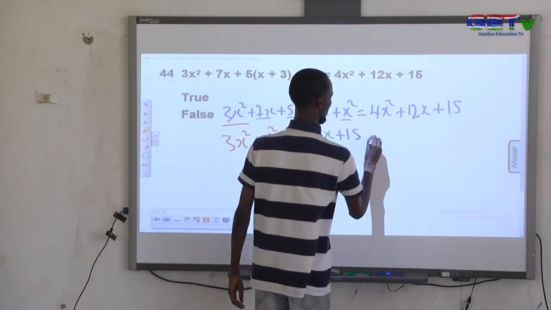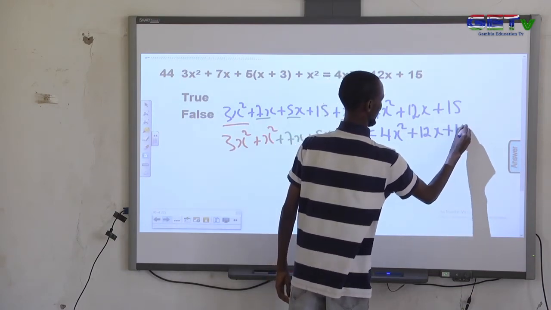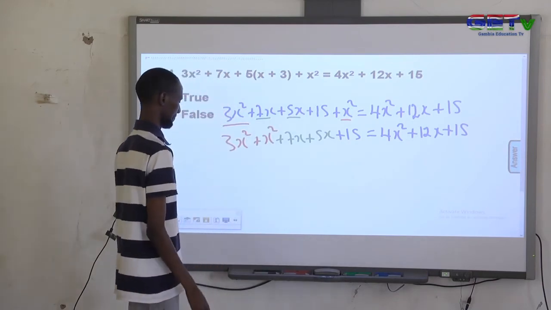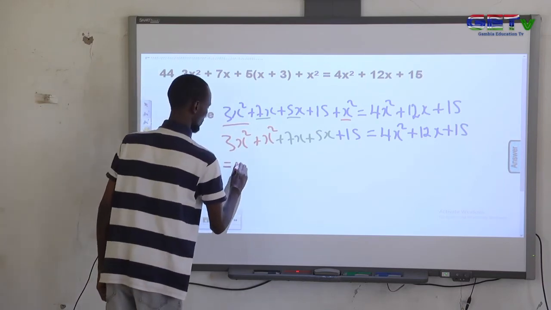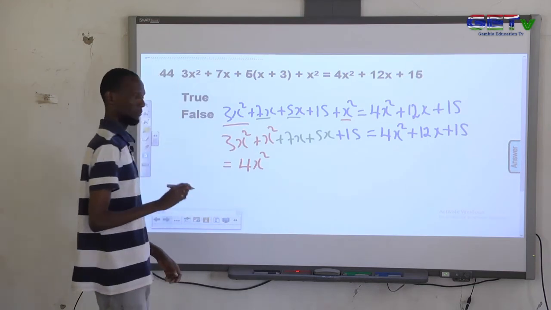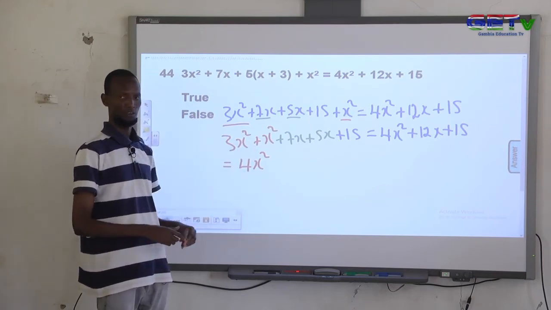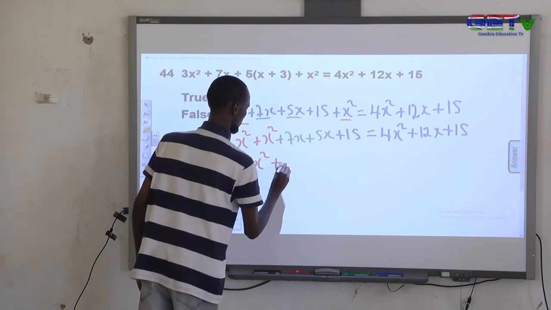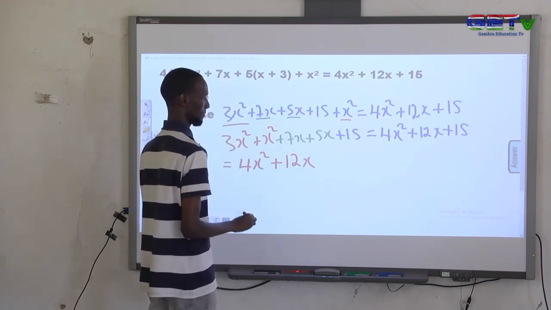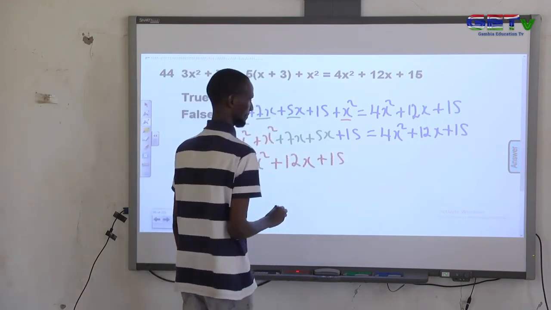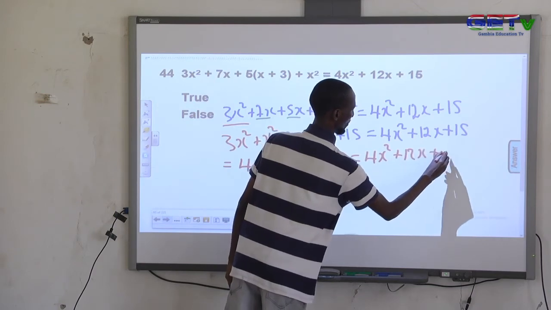Now, is that the same as having 4x squared plus 12x plus 15? Let's see about that. We know that 3x squared plus x squared will lead us to 4x squared. We know it's 4x squared because x squared is the same as 1x squared. So 3 plus 1 will give you 4. And also, 7x plus 5x will lead you to 12x plus 15. Is that the same as 4x squared plus 12x plus 15?